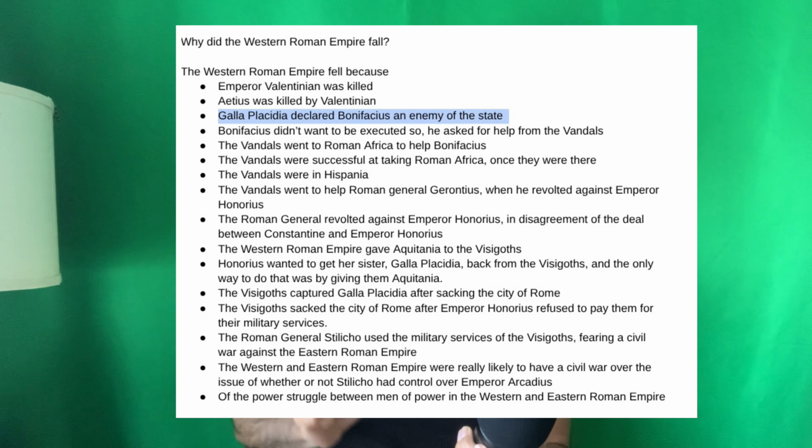The Western Roman Empire fell because Galla Placidia declared Bonifacius an enemy of the state. So this is something that maybe is not so obvious. The reason this was one of the reasons why the Western Roman Empire fell is because Galla Placidia declared Bonifacius an enemy of the state. Bonifacius didn't want to die, he didn't want to be killed, so he asked for help from the Vandals. So he called the Vandals into Africa, and what happens is that the Vandals end up pretty much taking Africa.